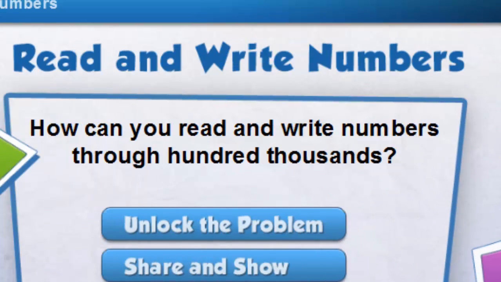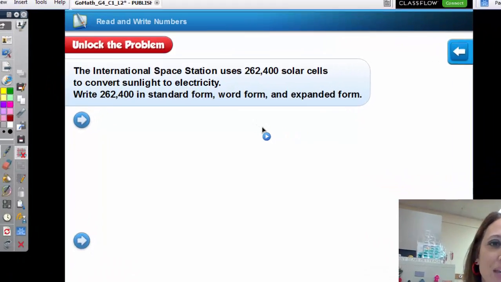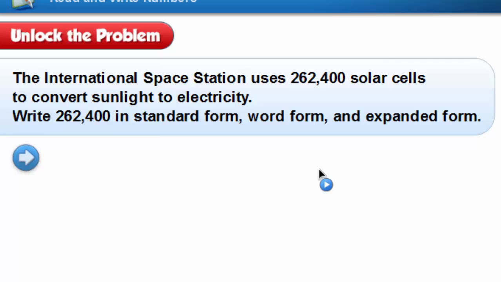Our lesson today is called Read and Write Numbers. Easy enough, right? Here's our essential question: How can you read and write numbers through hundred thousands? We can do this. Look at our problem. The International Space Station uses 262,400 solar cells to convert sunlight to electricity. Write 262,400 in standard form, word form, and expanded form.